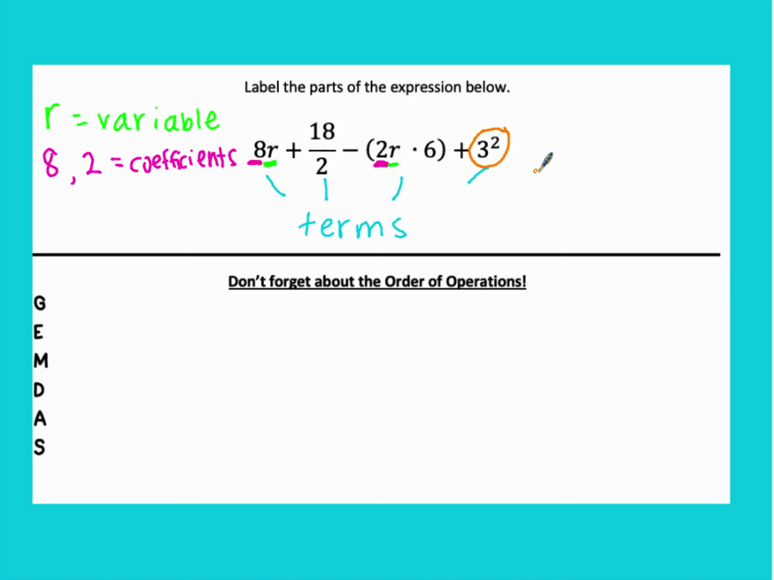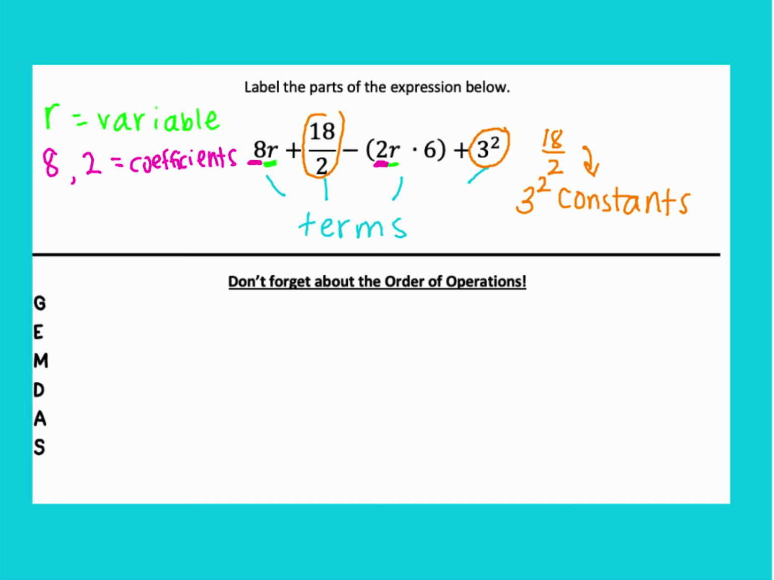So 3 squared is going to be one of our constants. Another constant, again, we're looking for things that don't have variables with them, is going to be this guy right here. So even though there's an operation going on there, 18 over 2 is just going to equal 9. So that's also going to be a constant.